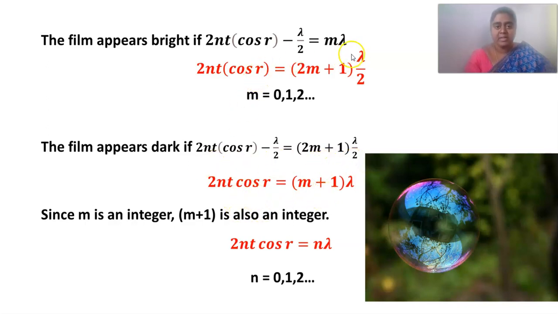Say, for example, if I have blue color with a wavelength of some 400 nanometers that obeys this condition for brightness, then you will see this blue color in this air bubble. If certain colors are absent here, those colors obey the condition for minima, and hence they are absent in this thin film. Thank you.